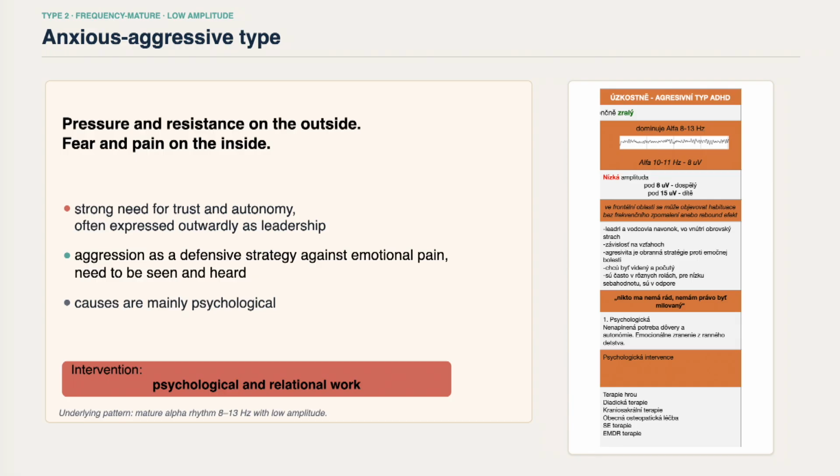On the outside, these individuals may appear strong, confident, or even like natural leaders. But inside, there is often a high level of fear, usually linked to unmet needs for trust and autonomy. They may become very dependent in relationships and strongly protect their space. Their aggression is usually not true strength. It is a defense, a way to protect against emotional pain. In simple terms, it may feel safer to be the aggressor than the victim.